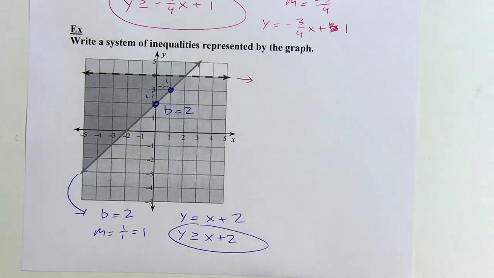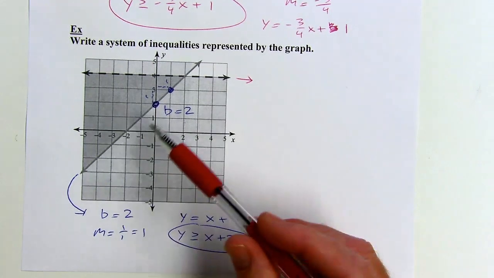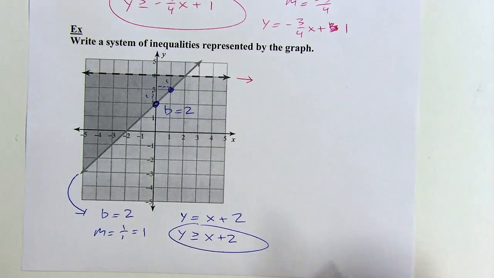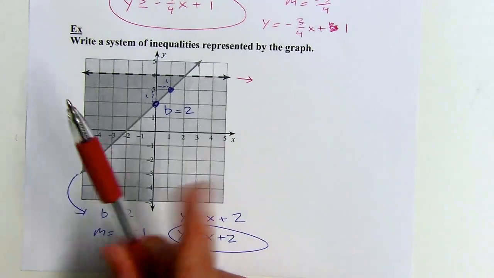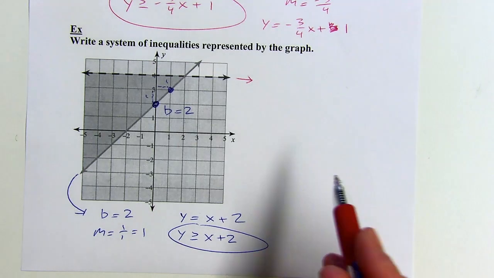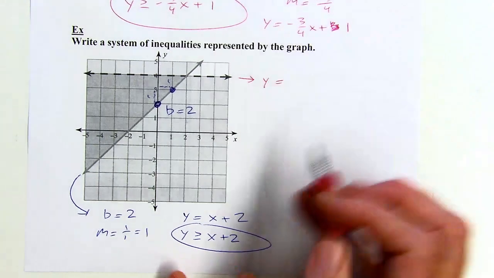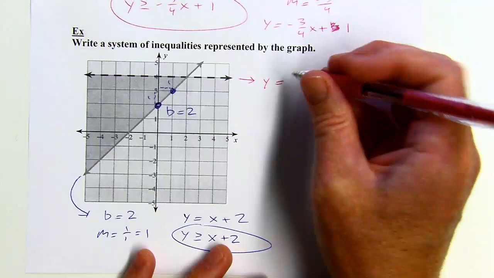Now let's look at this one. Okay, so these horizontal lines are a little trickier because the slope is a little bit harder to tell. The slope of this is actually going to be 0. But the way I like to think about this, I know those horizontal and vertical lines are either x equals or y equals equations. So this one is going to be y equals. If I was just writing an equation for the line, this would be y equals 4.